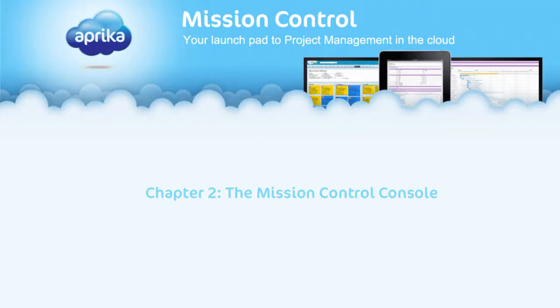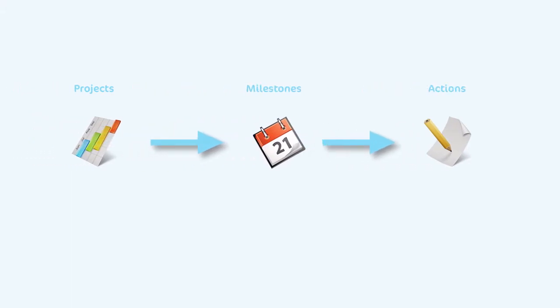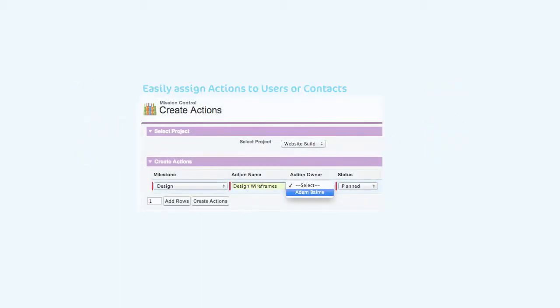Chapter 2. The Mission Control Console. In the Mission Control application, a project consists of a project record that can have multiple milestones. Each of these milestones can have multiple actions, which can be assigned to users and contacts within your Salesforce.com org.